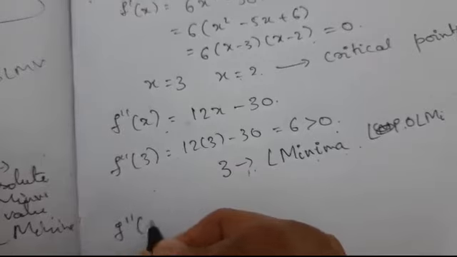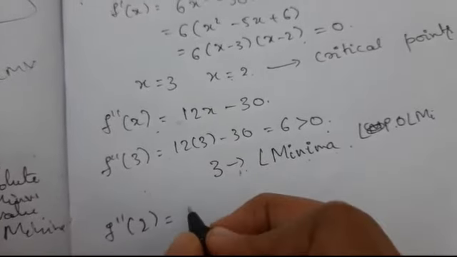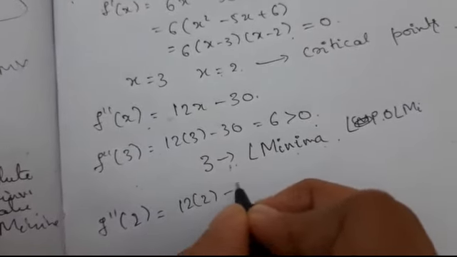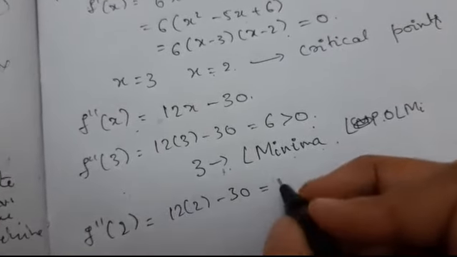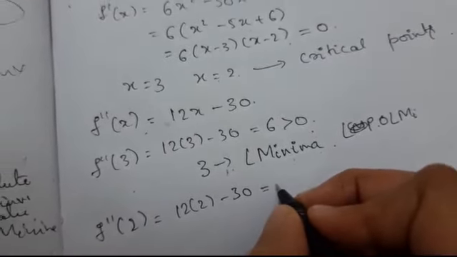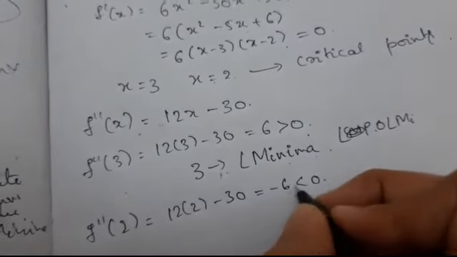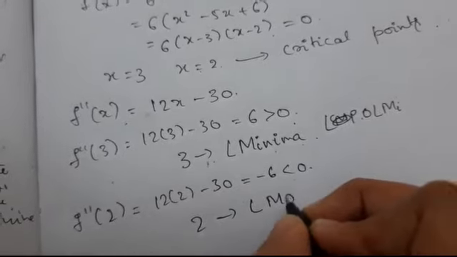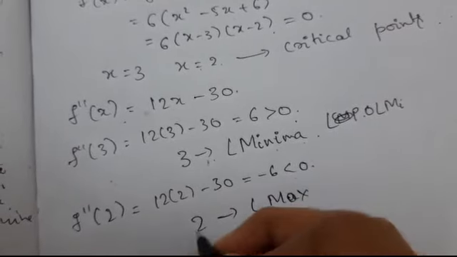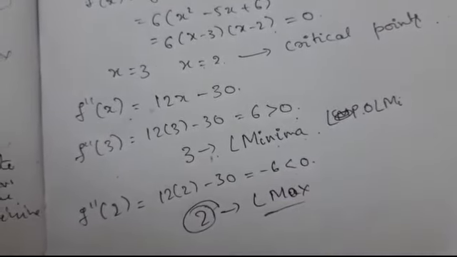So what happens at f double dash of 2? 12 into 2 minus 30. 12 twos are 24, minus 30, it will become minus 6, which is less than 0. So at the point 2 we are going to get local maxima. The point 2 is called a local maxima.